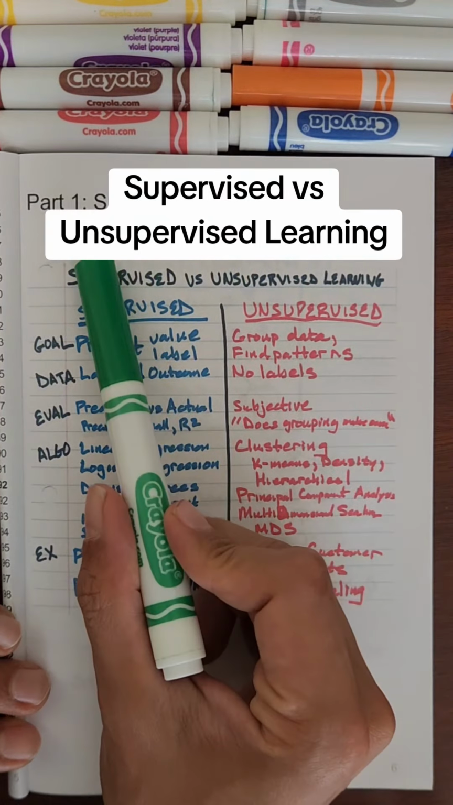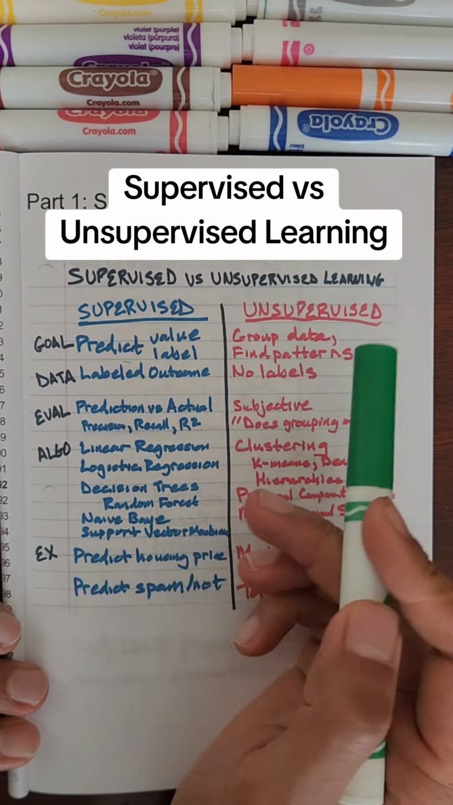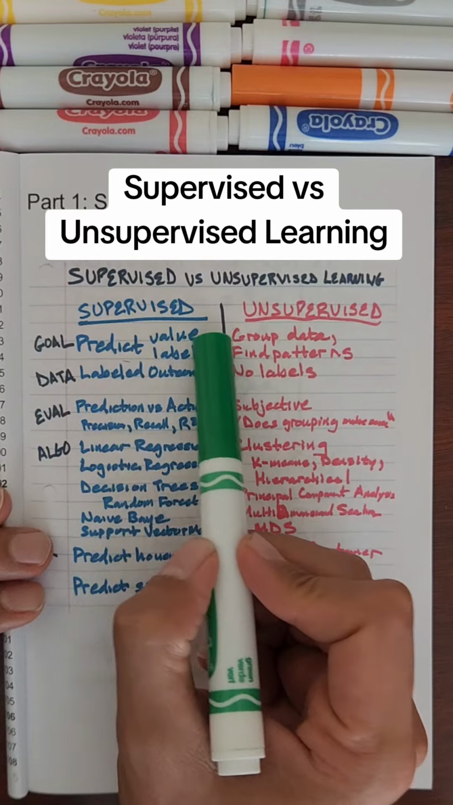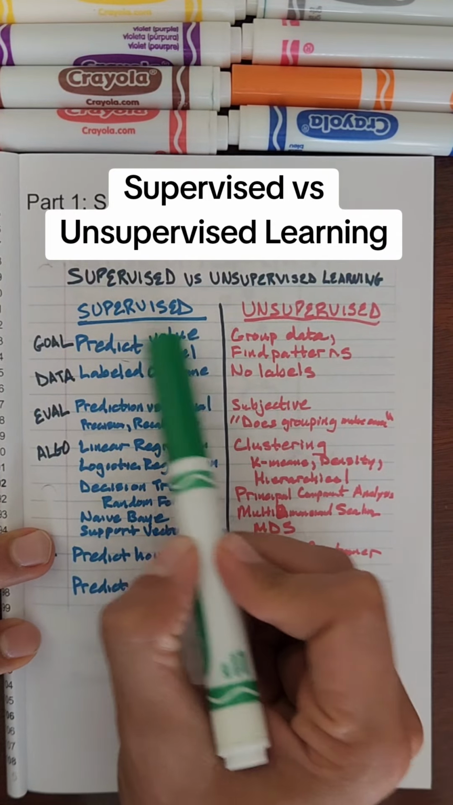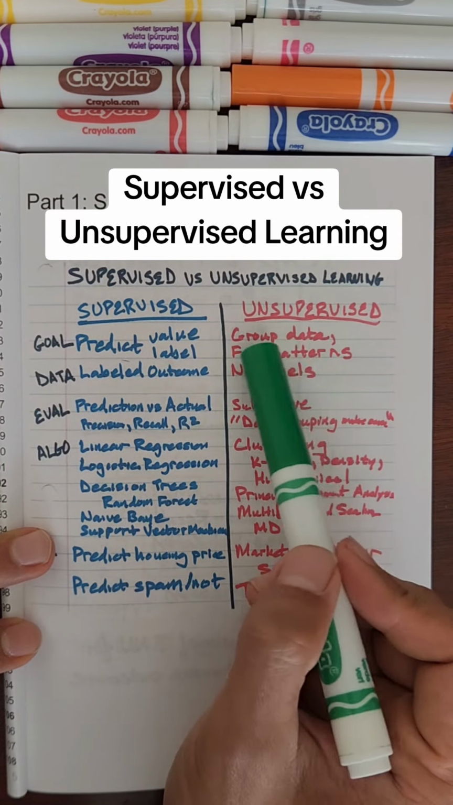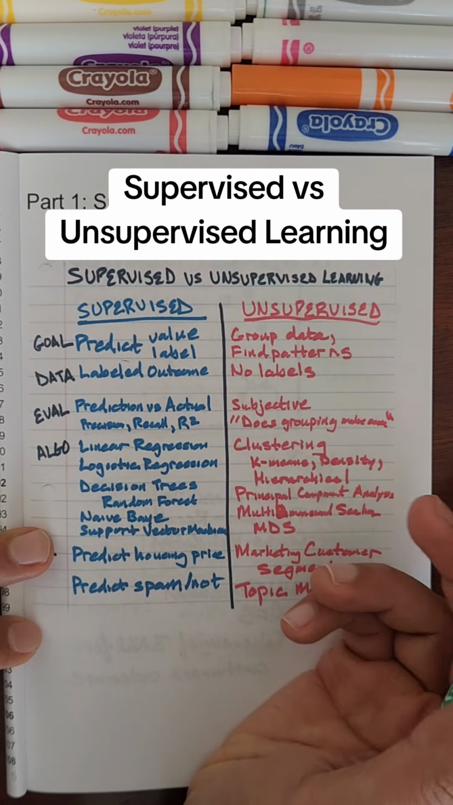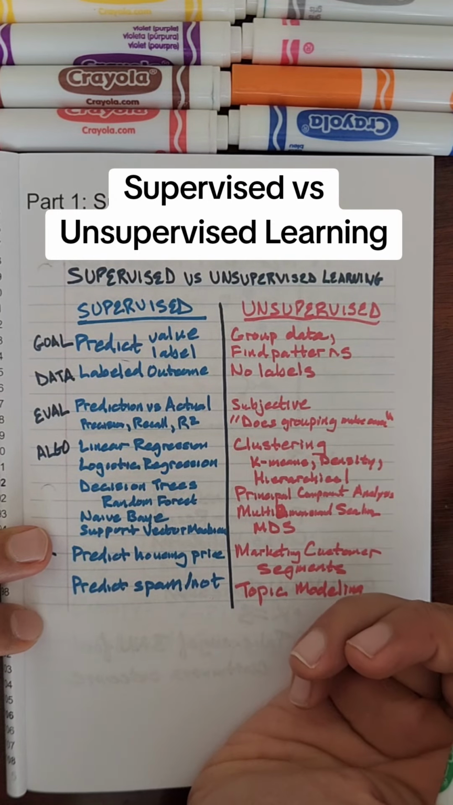Let's chat through some of the differences between supervised learning versus unsupervised learning. So the goal of supervised learning is to predict a value or predict a certain label, whereas with unsupervised learning, you're just trying to group together data, find patterns, not exactly predicting something predetermined.